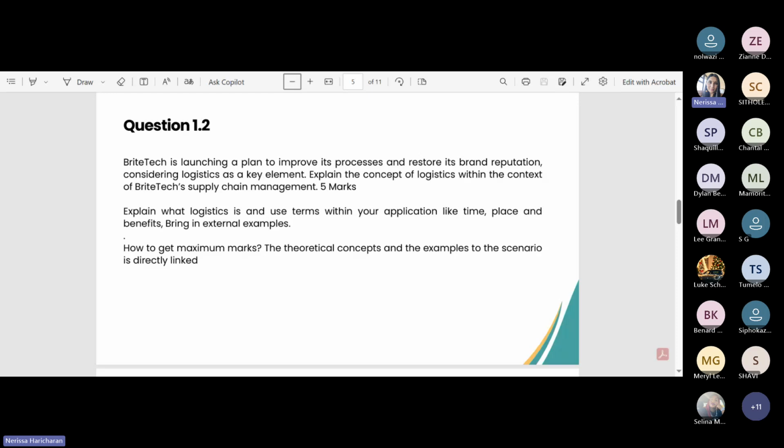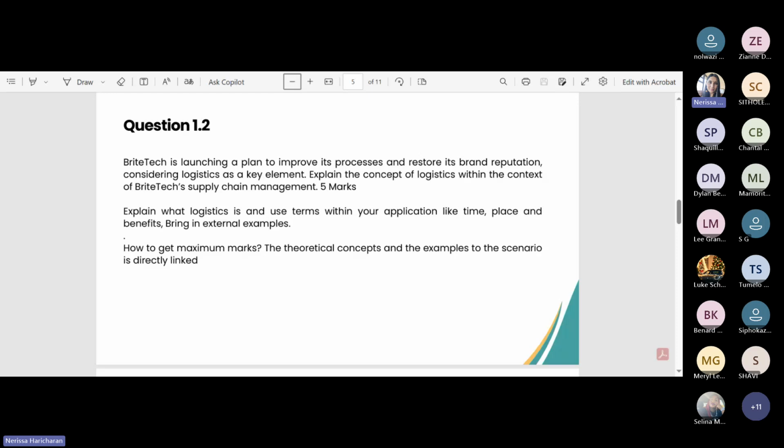And if need be, bring in an example of, let's say, another company like Samsung, for instance, or even Apple. I mean, these are tech companies. You want to use something that's very similar to the case study that is now being posed to you, and you want to bring examples of how their logistics work.